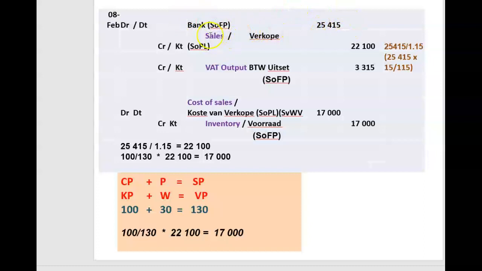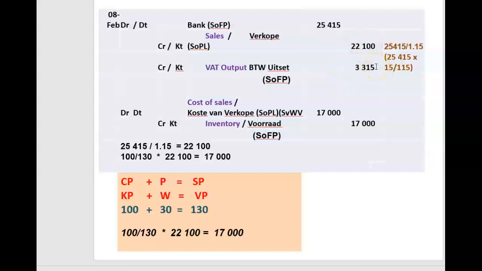What can we recognize as sales in the statement of profit or loss? The VAT exclusive amount, 25,415 divided by 1.15, 22,100. What is the VAT that we have to pay over to the receiver of revenue? We're going to credit VAT output with 22,100 times 15% equals 3,315.